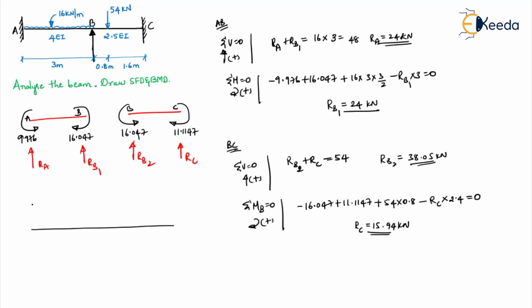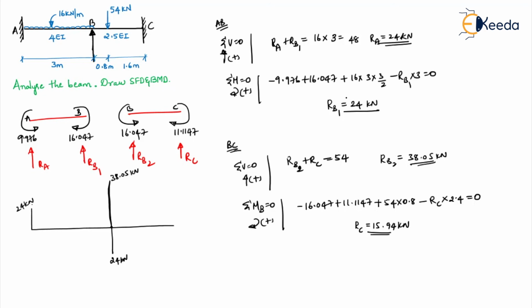Now according to that, you draw your diagram. RA, how much? 24 upward. Okay, so 24, it's a UDL. Here comes RB1, 24 downward, then RB2 upward, 38.05 kilonewton. Here it's 24 kilonewton. This is also 24 kilonewton. And the last here, I think we have done some calculation error here.